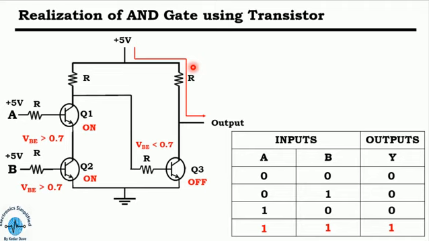So the main point is that if we want to switch on the transistor, then the applied voltage should be greater than 0.7 volts. Otherwise the transistor will be in the off condition if the voltage is less than 0.7.